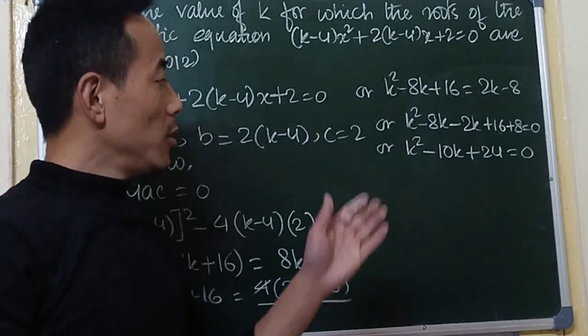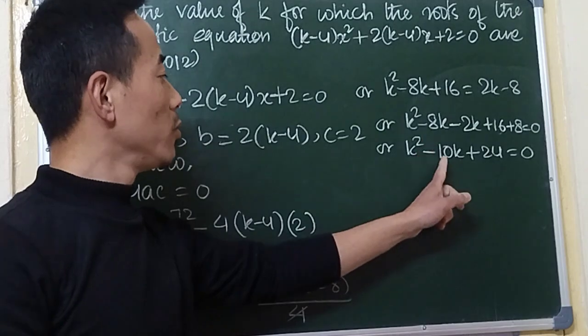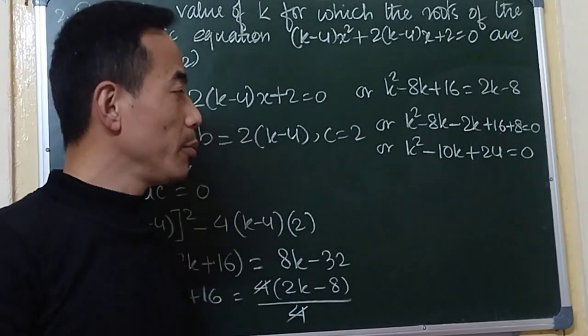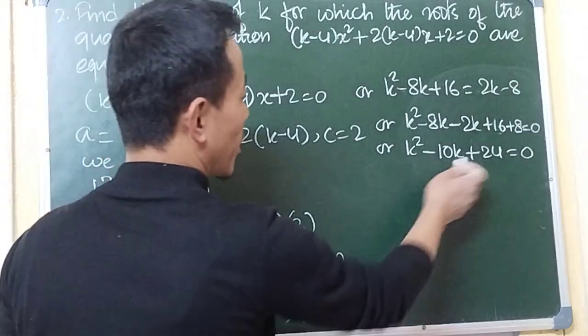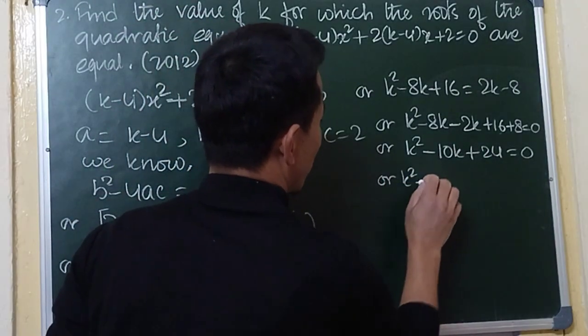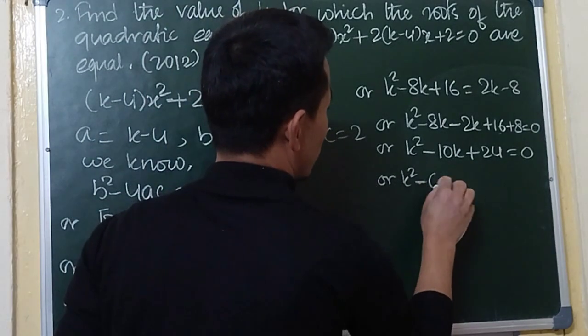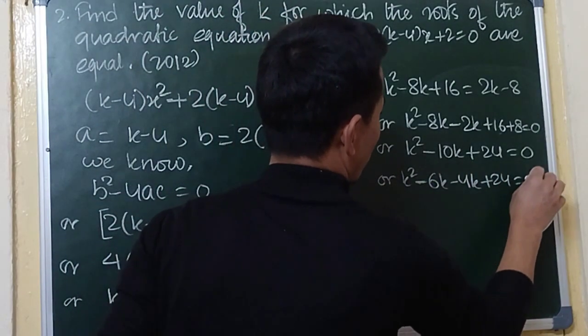Now here you can see that this is in the form of the quadratic equation. Now you can do the middle term breaking, or you can use the formula and get the value of k. So let's do middle term breaking and get the value of k here, or k square minus, so this will be 6k minus 4k plus 24 equals to 0.